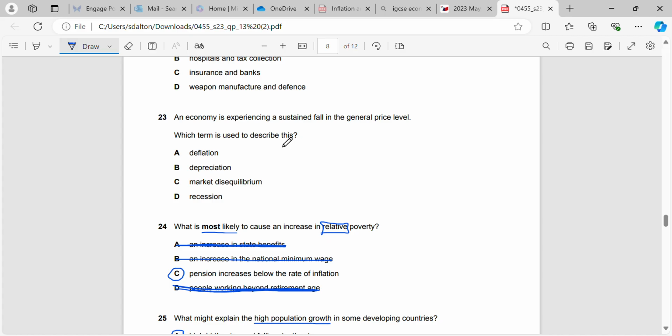Okay, question 23 is very simple. I'm not going to explain too long on it. Countries experiencing a sustained fall in the general price level. What term is used to describe that? That's deflation. Depreciation is the value of the exchange rate going down. A recession is a period where it doesn't matter about the price level; it's where GDP is falling for 6 months consecutively or more. At market disequilibrium is where we have either a shortage or a surplus, demand and supply are not equal. Deflation is a sustained fall in general price level. Inflation is where the price level is rising.